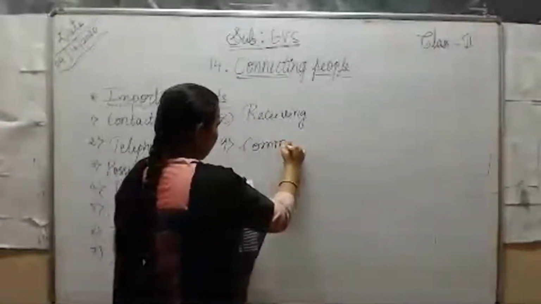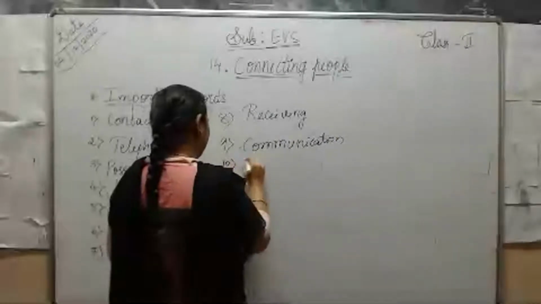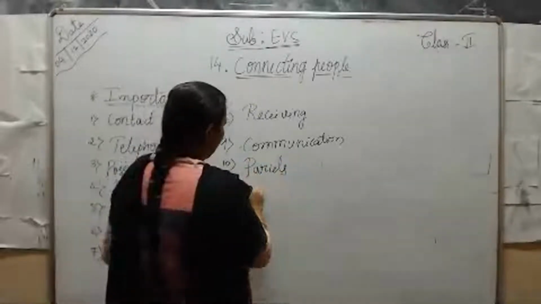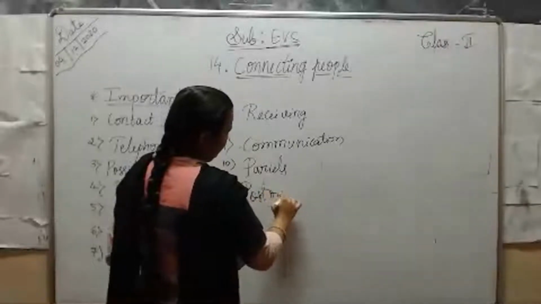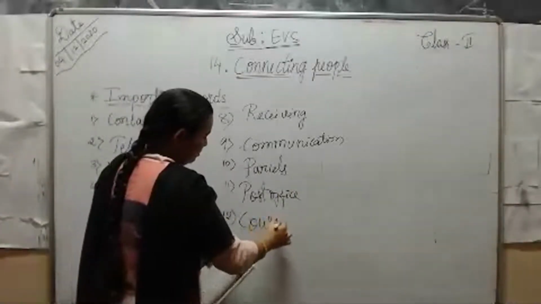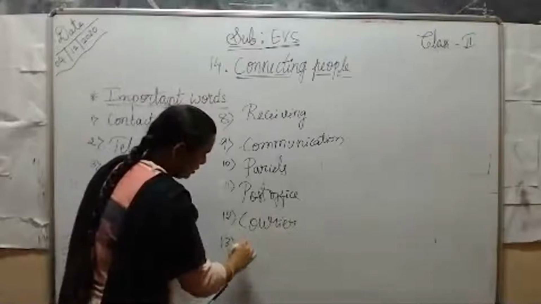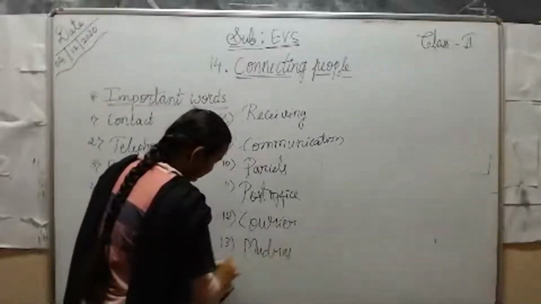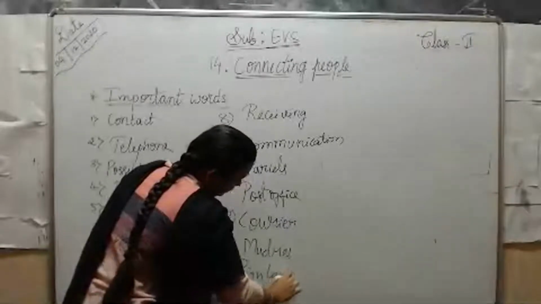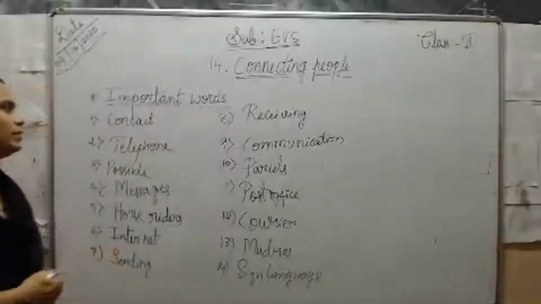Communication. Parcels. Post office. Courier. Mudras. Sign language. These are the important words in this chapter.